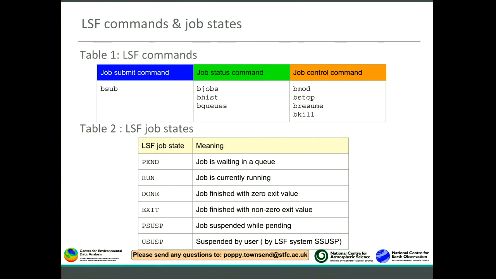Here on the table are some useful LSF commands. I classify them as submission, status, and control commands. The submission command is bsub. That's where you start communicating with the batch system. Once you submit your job, you can use the status commands, which are bjobs, bhist, and bqueues. And then you can manipulate your job once it's in the LSF batch system using bmod, bstop, bresume, or bkill. I'll cover some of these.